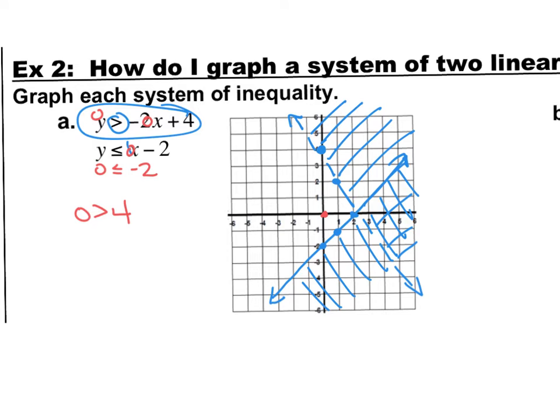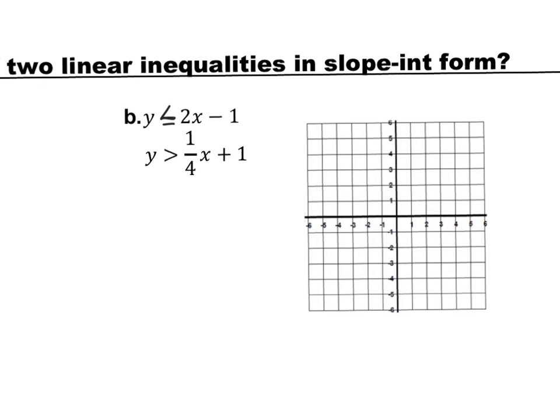So now the solution to this system is this doubly shaded area right here. And if you had graphed more than 2 inequalities, let's say you had 3, the solution would be where the 3 overlap. So this right here is the solution to that system. All right, so for our next one, we have y is less than or equal to 2x minus 1.